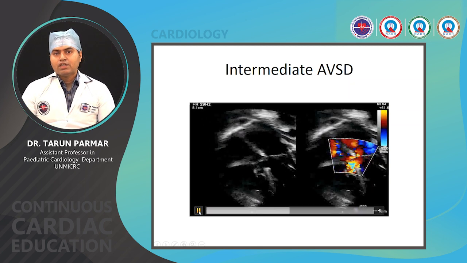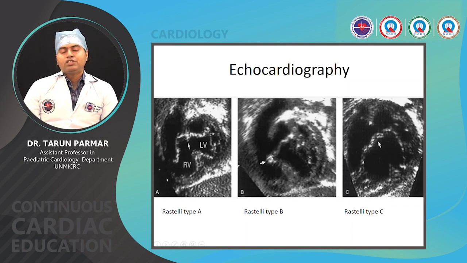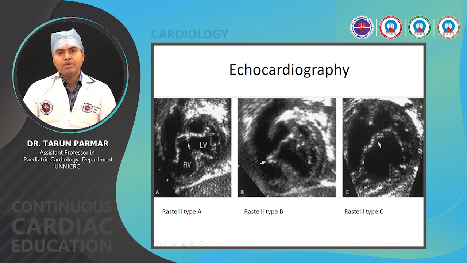Here you can see there is a moderate inlet VSD and moderate primum ASD. These are still echocardiographic images, showing different Rastelli types A, B and C.